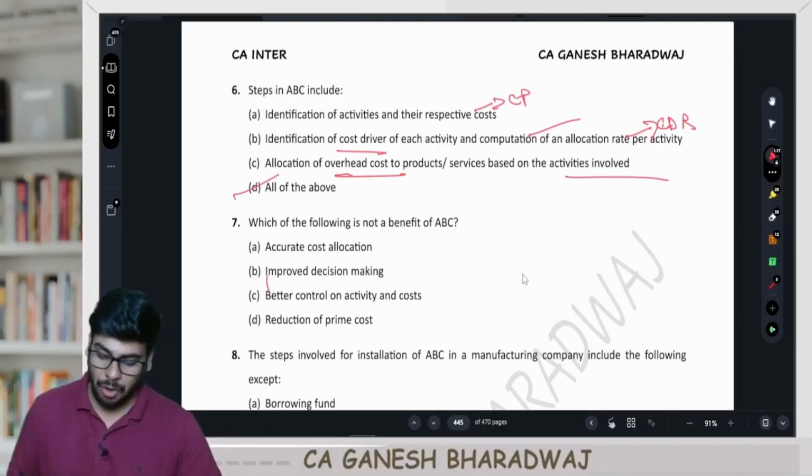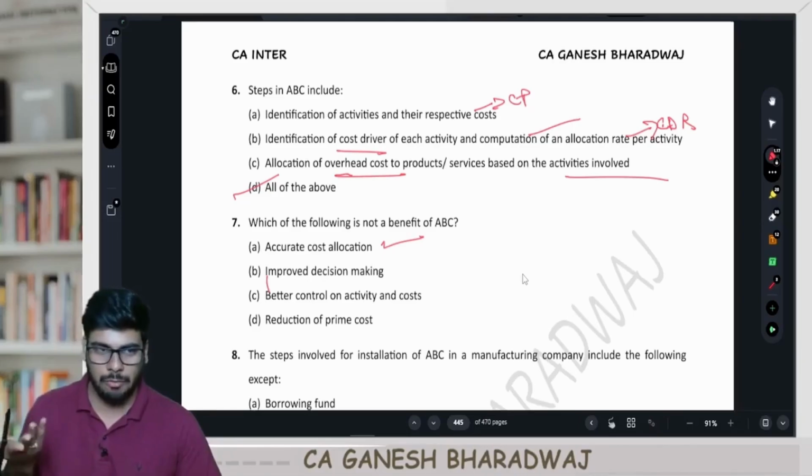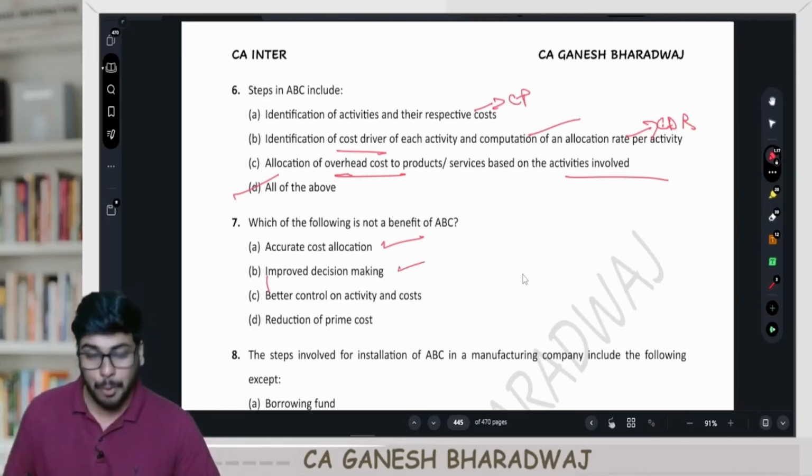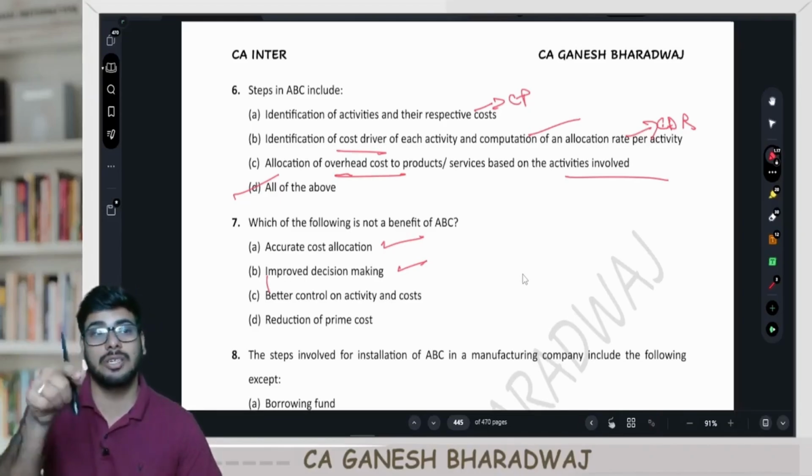Next, which of the following is not a benefit of ABC? Number 1, accurate cost collection. Is this a benefit or not? Relative to your traditional system, yes, you have more accuracy. Next, improved decision making. Absolutely correct. How do you say it is improved decision making? For every activity, I know the cost driver.